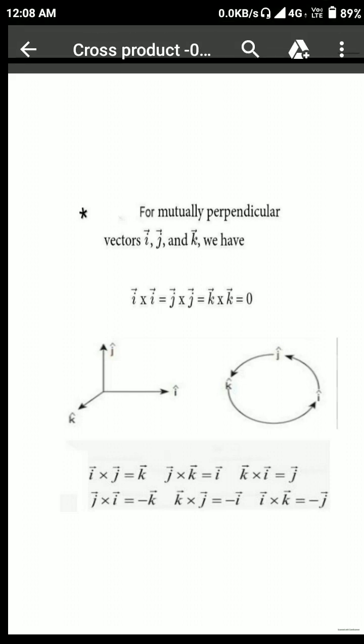So those are some properties of cross product which we want to keep in mind. That's all. Remaining part will be discussed in my next presentation.